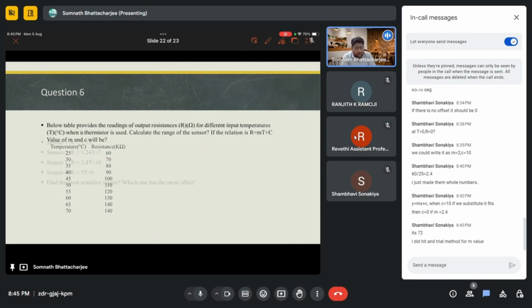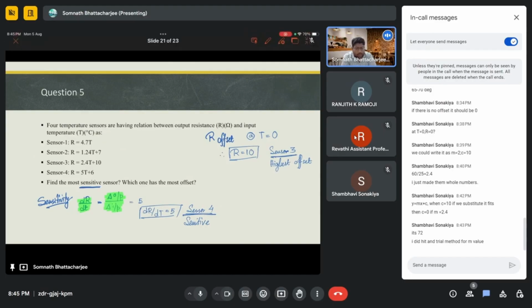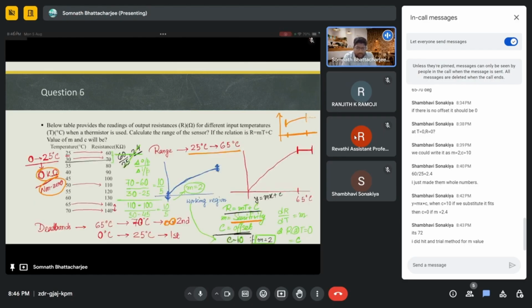That's why, if we get this kind of equation, we do dr/dt, that's it. The change in the output by changing the input. It is also another important thing to remember. You need to have this in your mind. So in this kind of case, where you have a table, you get the value of m equals 2 and then you can get the value of c. So this is it from my side. If anyone has any questions from today's class, you can ask.